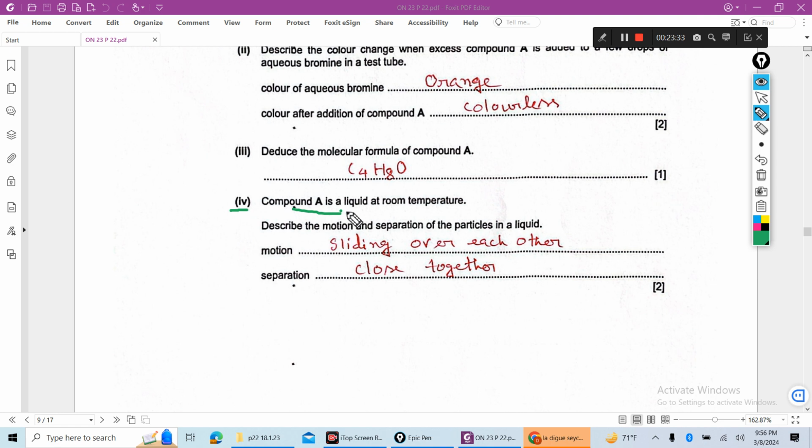Now compound A is liquid at room temperature. Describe the motion and separation of the particles in a liquid. So this is the liquid motion: sliding over each other, they can slide. Separation: liquid particles are close together. They can slide or move very short distances. Motion, sliding over each other. Separation, close together.